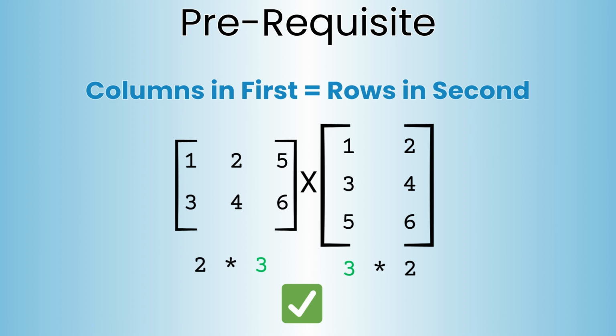The most important prerequisite for matrix multiplication is that the number of columns of the first matrix should be equal to the number of rows of the second matrix, and the resultant matrix would be of size rows of first matrix by columns of second matrix.